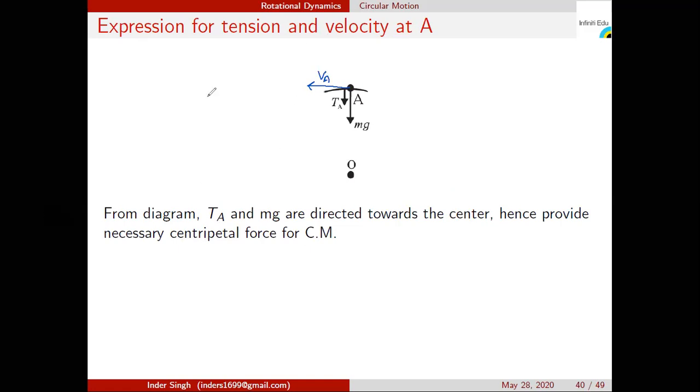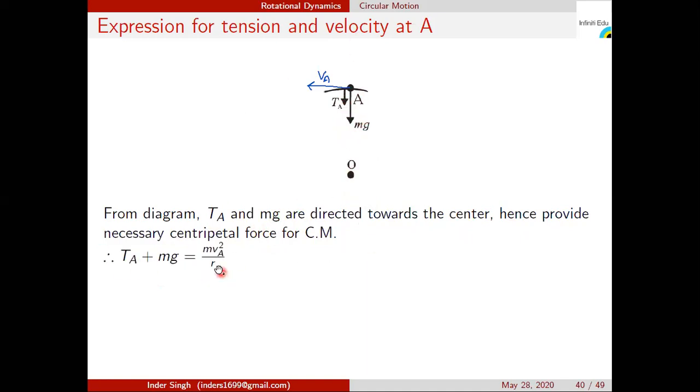So from the diagram, what we can say is that the tension TA and mg are directed towards the center. Both TA and mg are directed towards the center, so they provide the necessary centripetal force for circular motion. So TA plus mg will be equal to m VA squared divided by r, because TA and mg provide the centripetal force for circular motion. So this is an expression for TA.